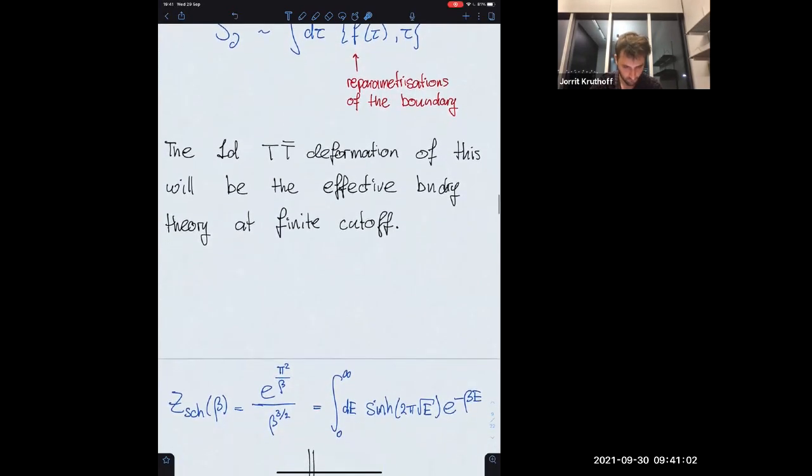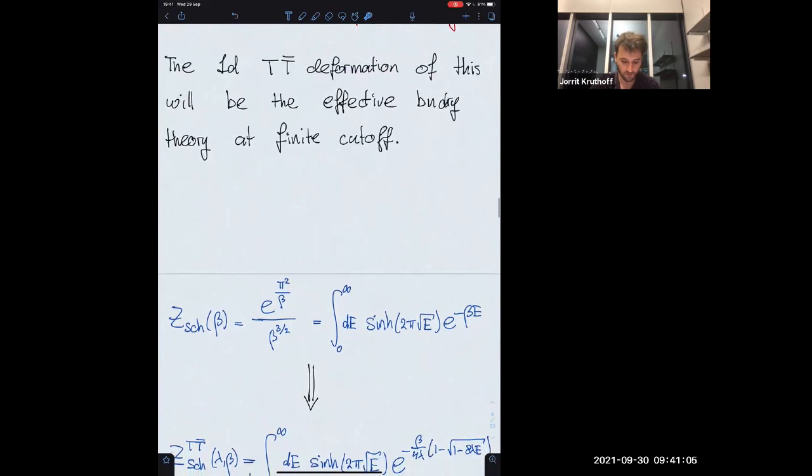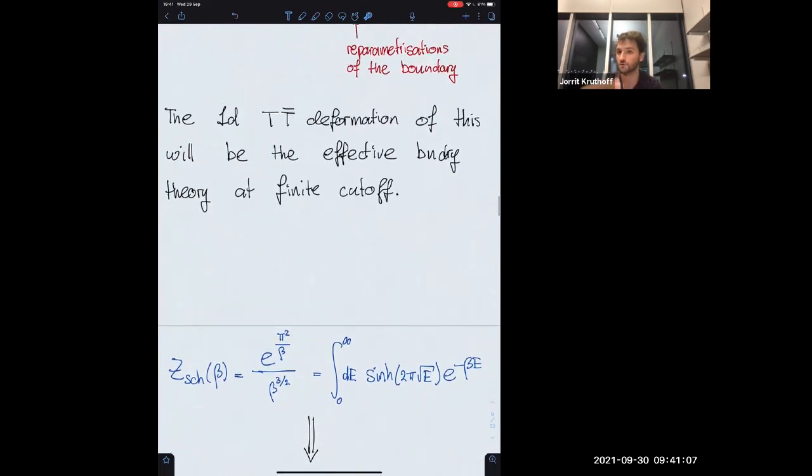So what's the partition function of the Schwarzschild theory? What's my initial theory? The initial theory is given by the Schwarzschild theory, and the partition function at some finite temperature, which means a finite boundary length beta in particular, takes this form. There's an e to the 1 over beta, and then there's a one-loop term, which is beta to the 3/2, or 1 over beta to the 3/2.